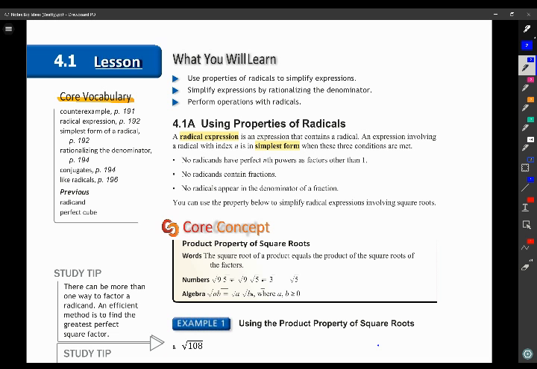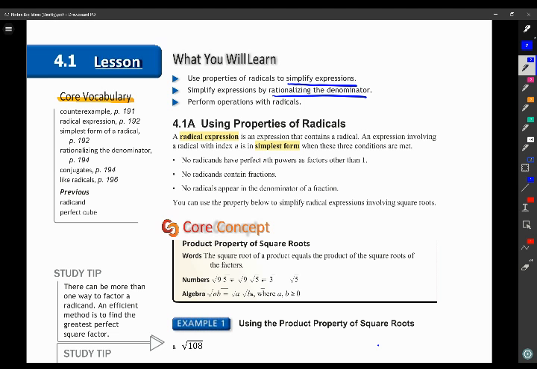So 4.1 is on properties of radicals, and we're going to start with just our basics of simplifying. Hopefully your paper looks a little bit better than mine, but the main goal for today is we're going to use properties to simplify expressions and rationalize the denominator. And then in the next lesson, we'll talk about operations with radicals.